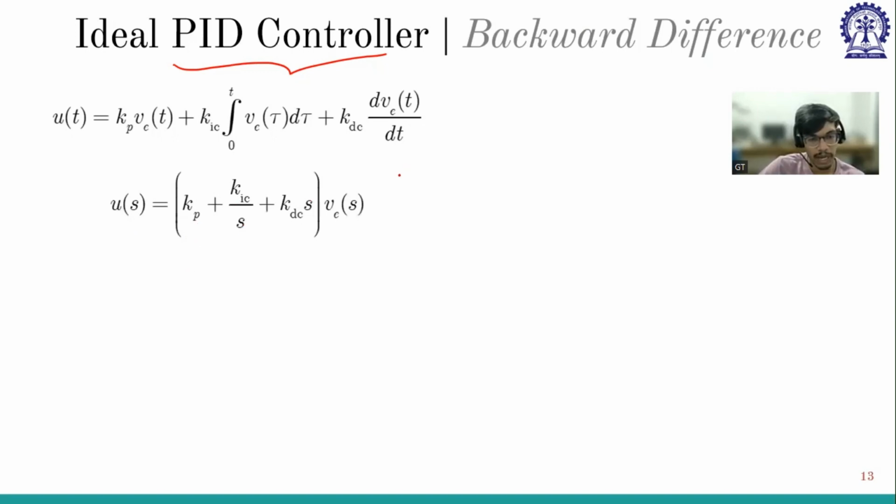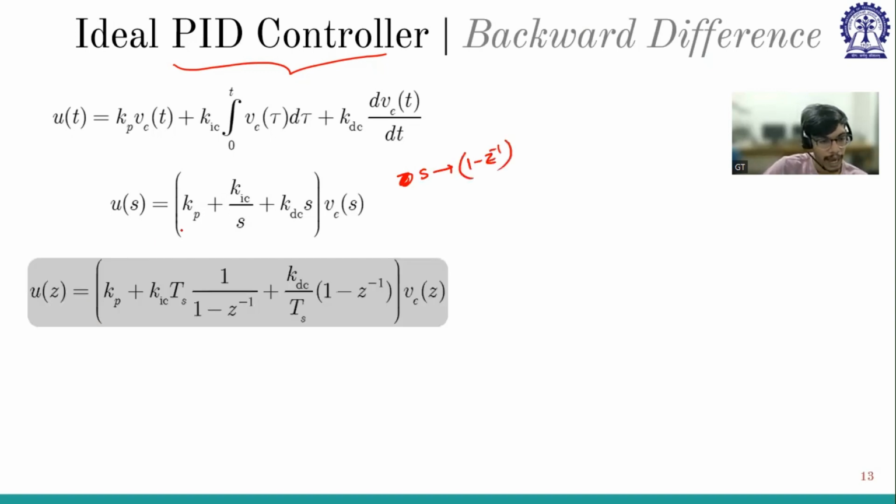What does backward difference say? Backward difference says that S is related to 1 minus Z inverse, right? So I will get Kp as Kp and Ki as Kic into Ts, and this 1 by S means 1 by 1 minus Z inverse. And Kdc, we'll get Kdc by Ts because we are differentiating with respect to time, we'll get Ts in the denominator. And this S is nothing but 1 minus Z inverse.